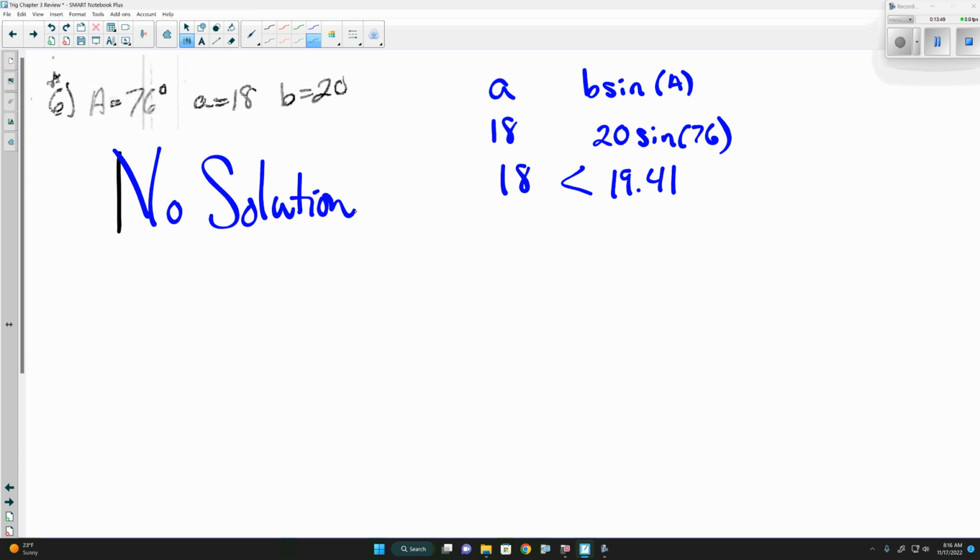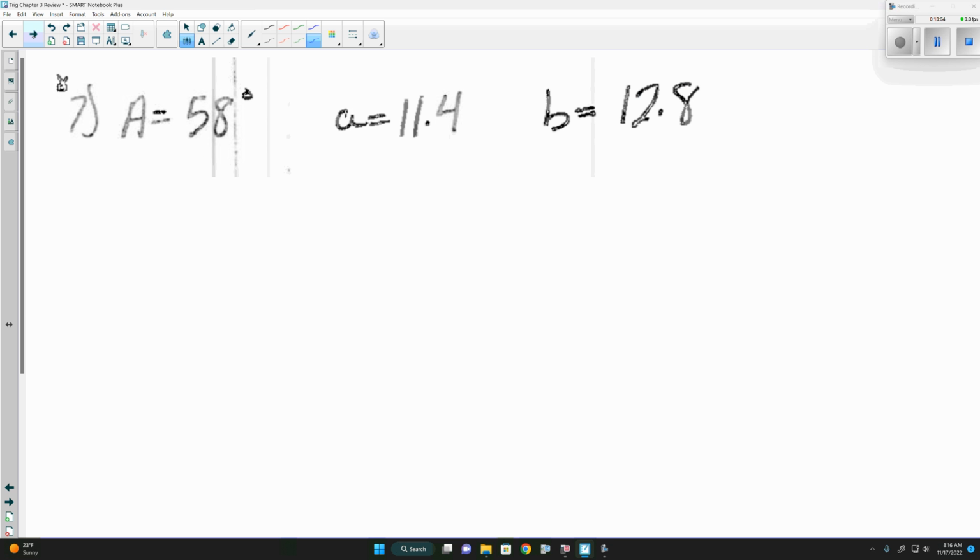Not too bad so far. That was a nice one. We can go on and do the next one here, number 7. So we have 58 degrees, 11.4, and 12.8.